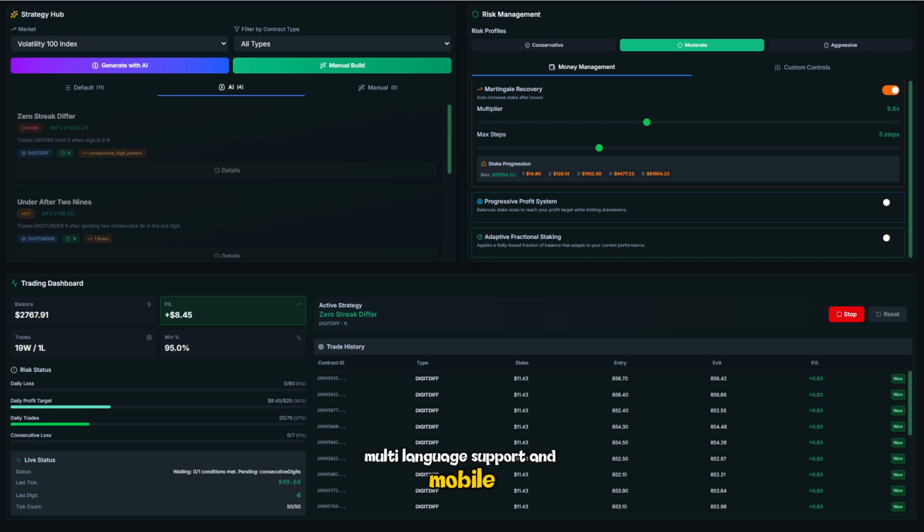Multi-language support and mobile-optimized interface so you can monitor anywhere. Direct integration with Deriv's API for real-time execution. Whether you're testing new trading ideas or automating existing strategies, this platform gives you the tools to do it.